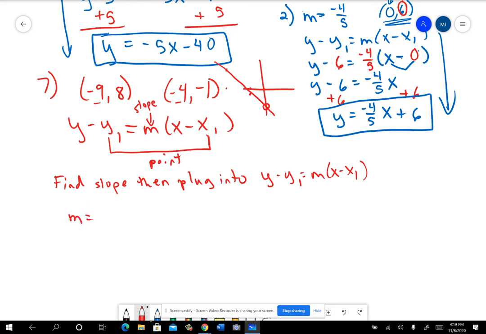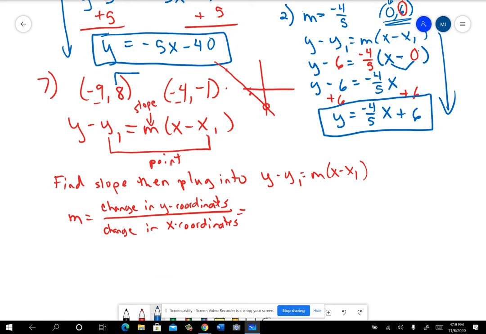So m should be the change in the y coordinates on top over the change in the x coordinates. So I need to find my slope. I'm looking at the 2 points I was given, and my y coordinates are the second ones. So I could do 8 minus -1. Make sure you don't say 8 minus 1. It's 8 minus a -1. And then since I started with the 8 from the second point, when I go to pick my x coordinates, I do -9 minus -4. Okay.